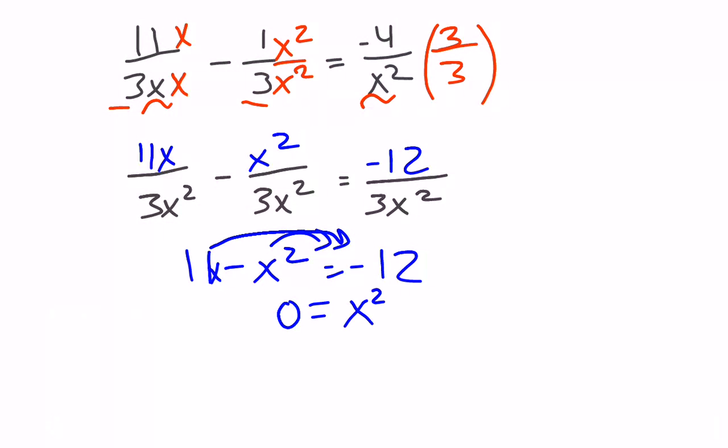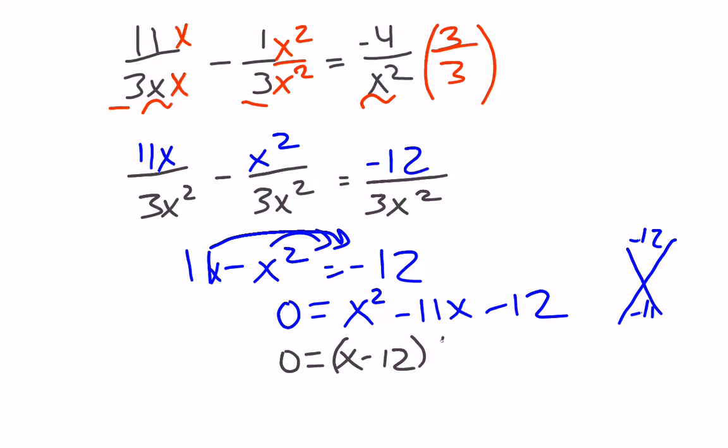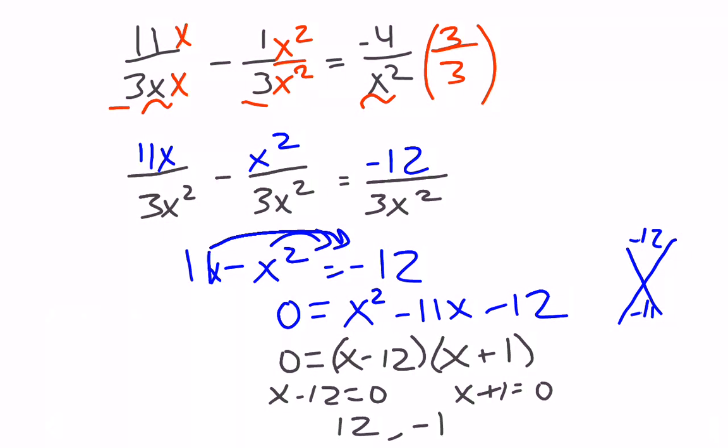Oops, I left my x off, that's why I'm confused. Minus 11x minus 12. So this would be x, factor: what multiplies to negative 12 and adds to negative 11, which probably a lot of you are doing in your head now. So that would give me 0 equals x minus 12 times x plus 1. And if I set x minus 12 equal to 0 and x plus 1 equal to 0, I will get my two solutions, which are 12 and negative 1. Neither of which, if I substitute back into the original, would give me 0 in the denominator.